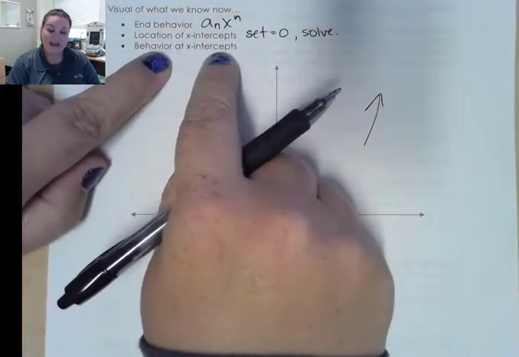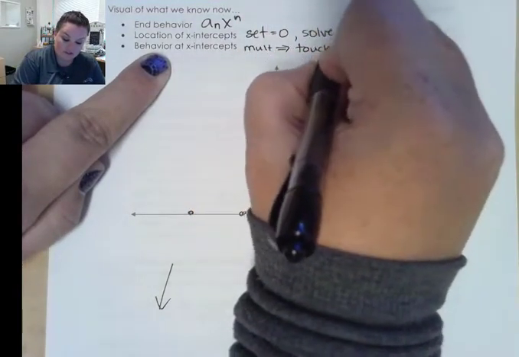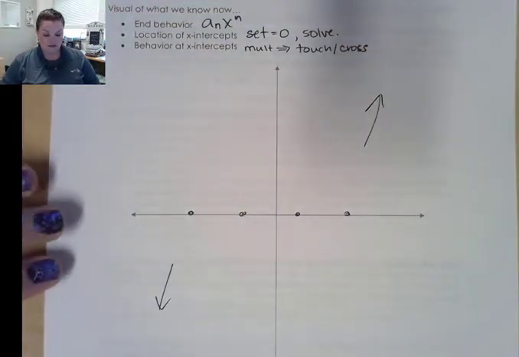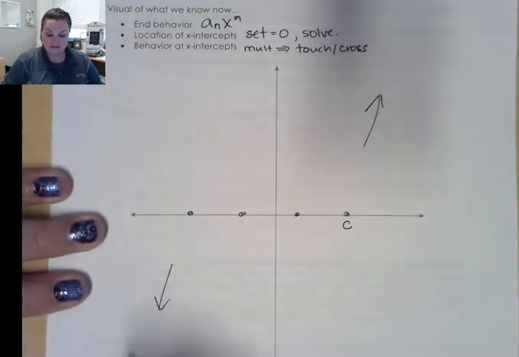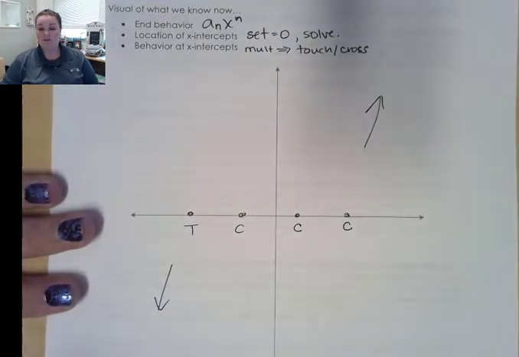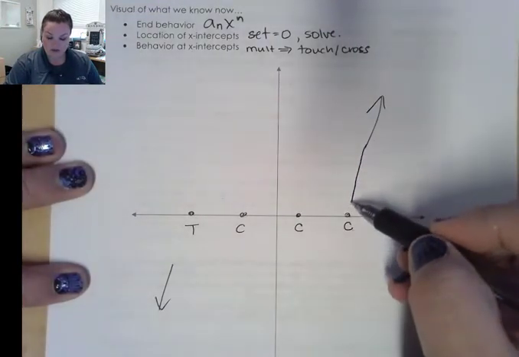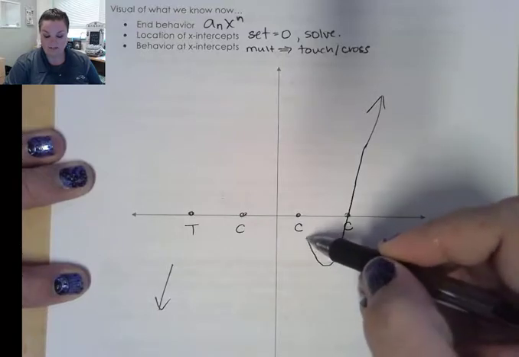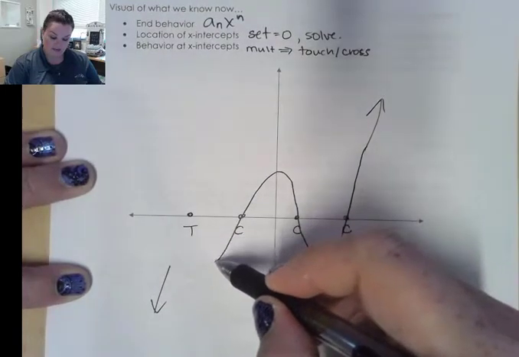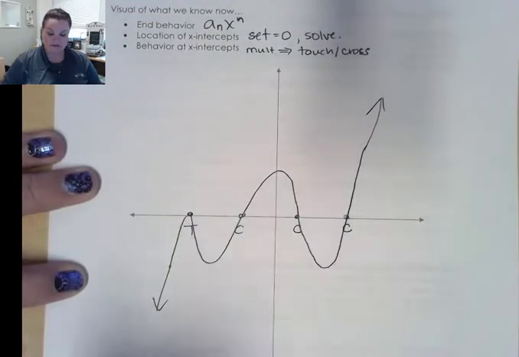Then we determine our behavior. So this is where we look at the multiplicity to determine if it touches or crosses, right? So maybe we determine that this one crosses, maybe this one crosses, maybe this one crosses, and maybe this one touches, right? So we should be able to kind of draw a little bit of a graph here. I know that this is going to come down and cross, and I don't know how far it's going to come down, but this is going to come back up and cross. And I don't know how far up it's going to go, but then it's going to have to come back down and cross. And then up here it's going to come up, but this one's a touch. So it's not going to cross, it's just going to touch and then go back down the same direction.